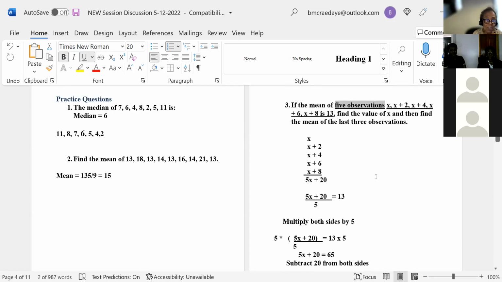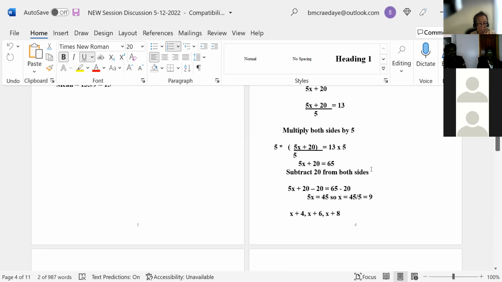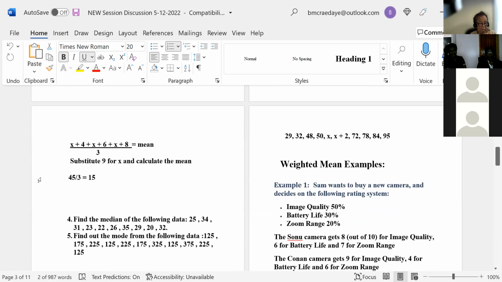Then the second part of this problem says find the mean of the last 3 observations. These are the last 3 observations here: x plus 4, x plus 6, x plus 8. So you have to add those together, right? Divide by 3, and that's equal to the mean. But since you know what x is, you can put 9 wherever you see x. So then you're left with just numbers, like Mercedes gave us over here. You're just left with numbers, and that's a 45 total.